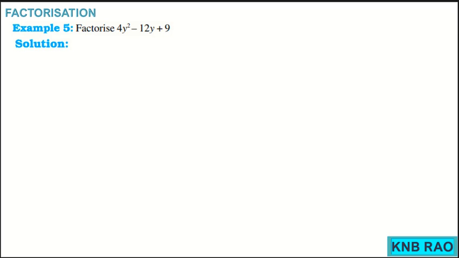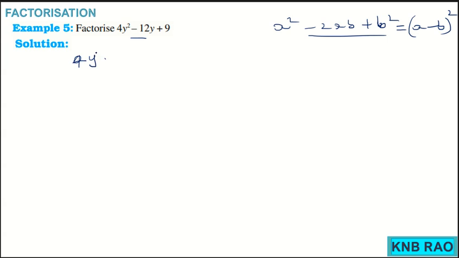Here in this example number 4, factorize 4y square minus 12y plus 9. The moment you see the negative sign, it somewhere resembles a square minus 2ab plus b square. So, we will search with this, where it can be factorized as a minus b whole square. So, observe here, 4y square can be written as 2y whole square.